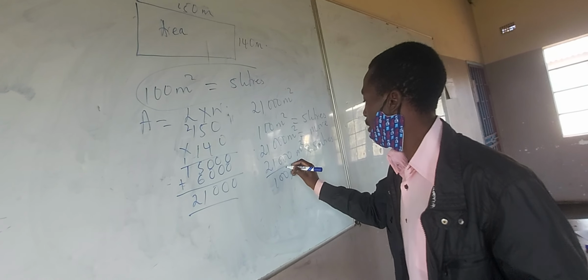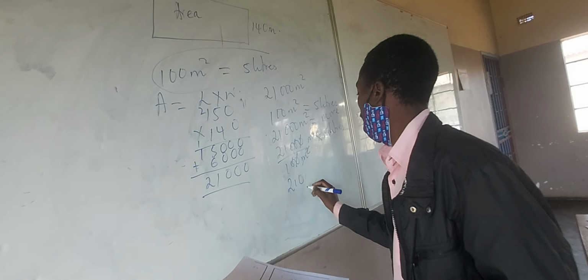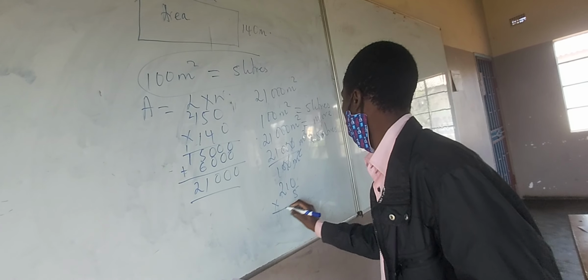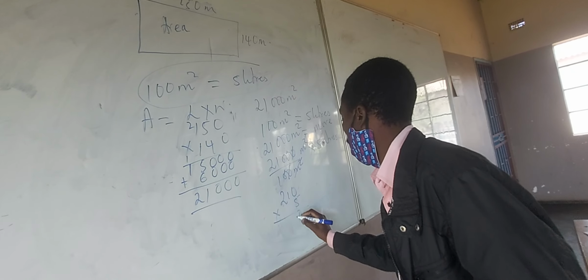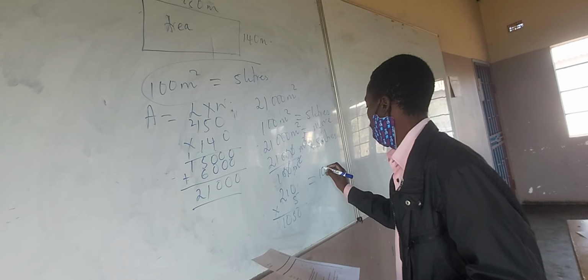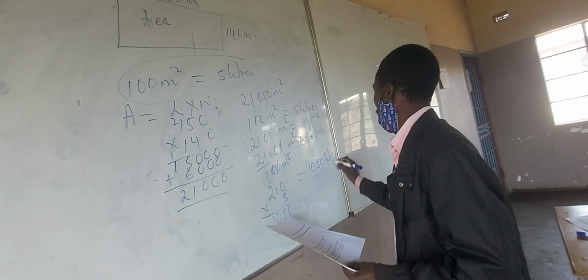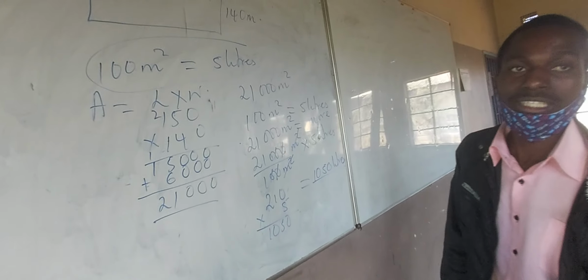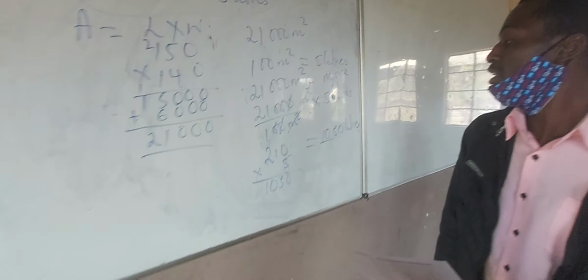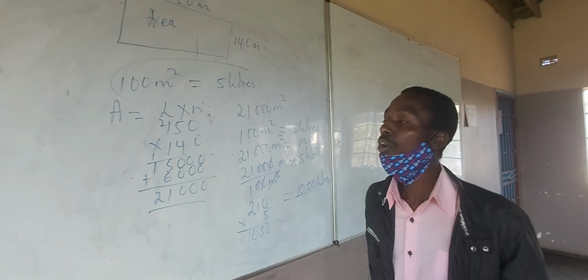So we get 210 multiplied by 5. 0, 5, 10. So that was 1,050 liters of chemicals which were needed. 1,050 liters of chemicals were needed to destroy weeds in the whole plot.